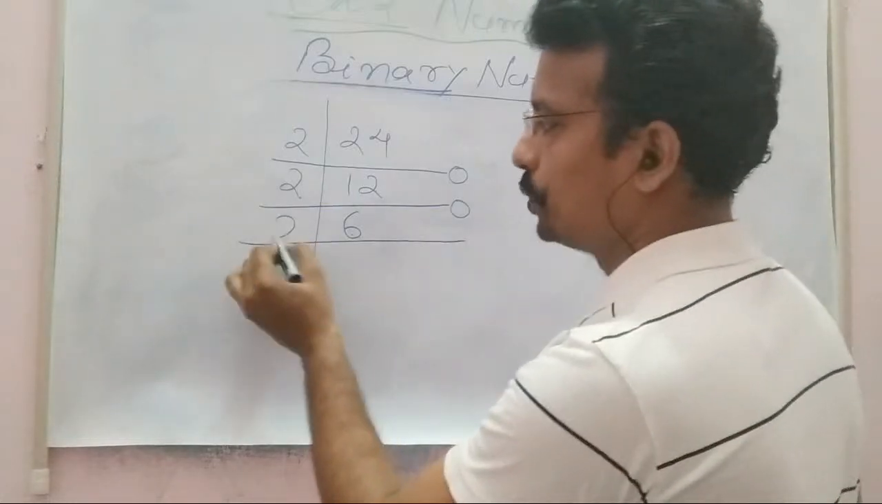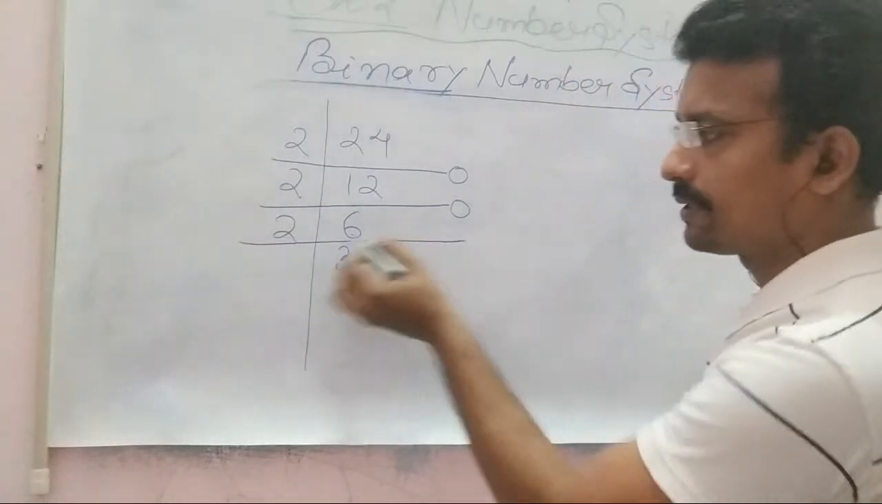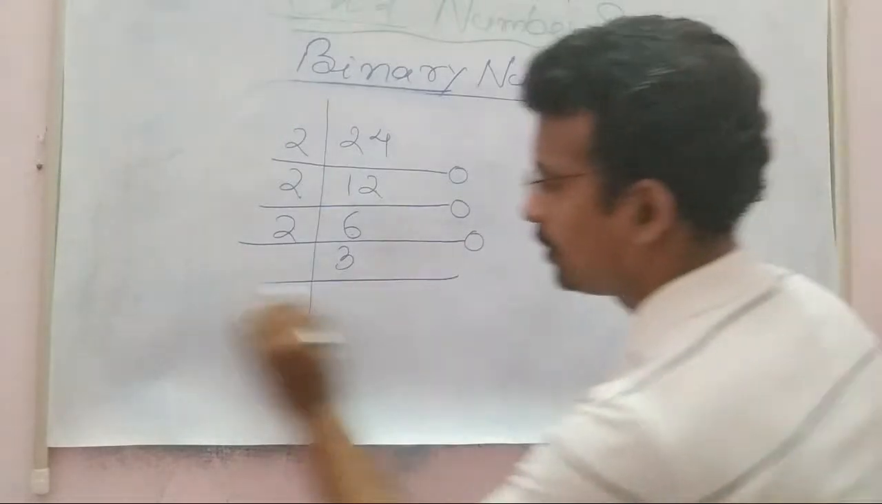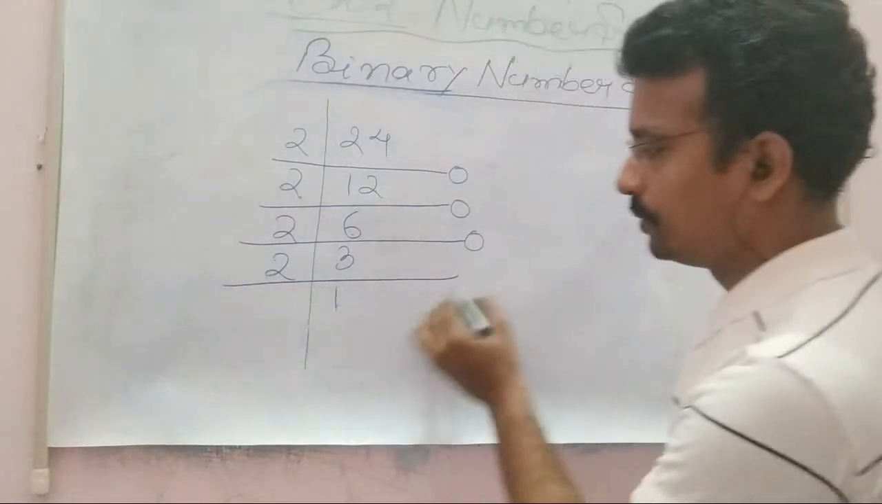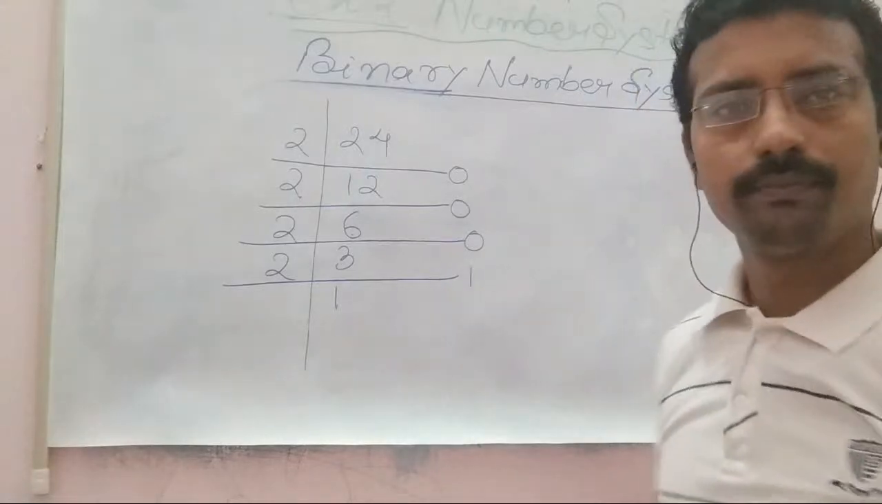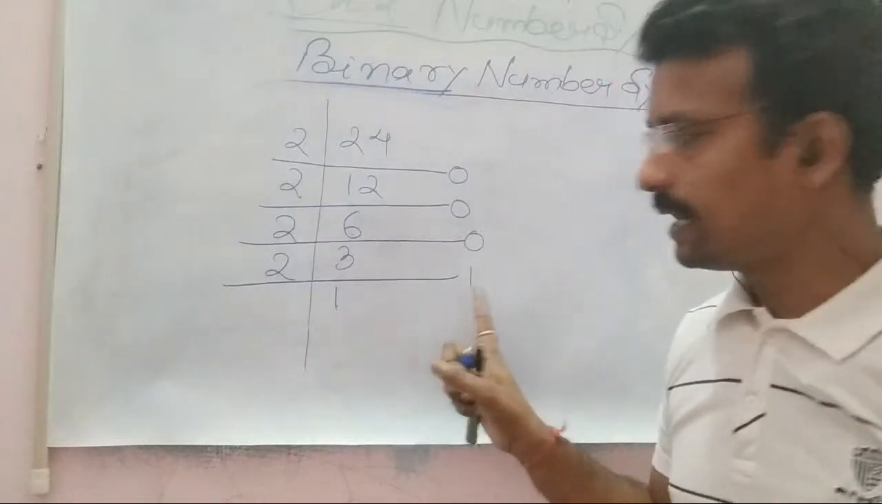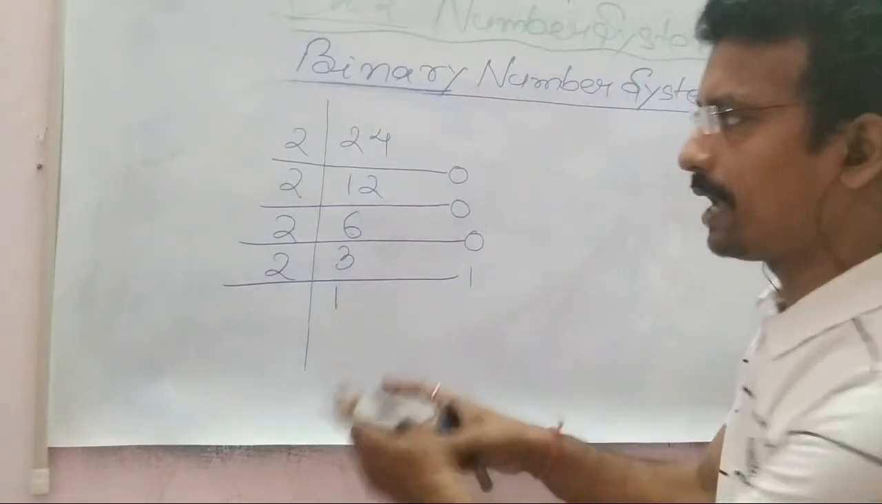After that, 2, 3 are 6. 2, 3 are 6, remainder 0. Next, 2, 1 are 2, remainder 1. 2, 1 are 2, plus 1, 3. So the remainder is written here. Now, after that, we cannot go further.